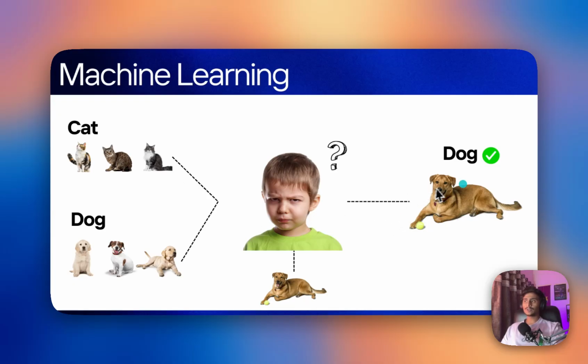In our scenario, it's a dog. This is exactly what machine learning does. It learns from the examples and then predicts the unseen data.